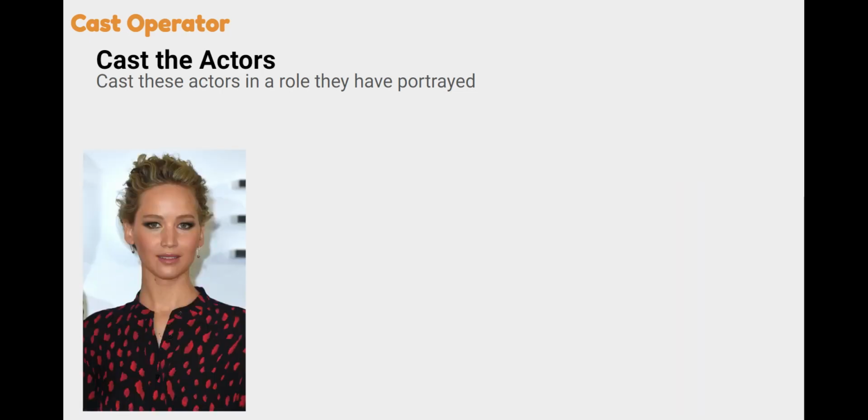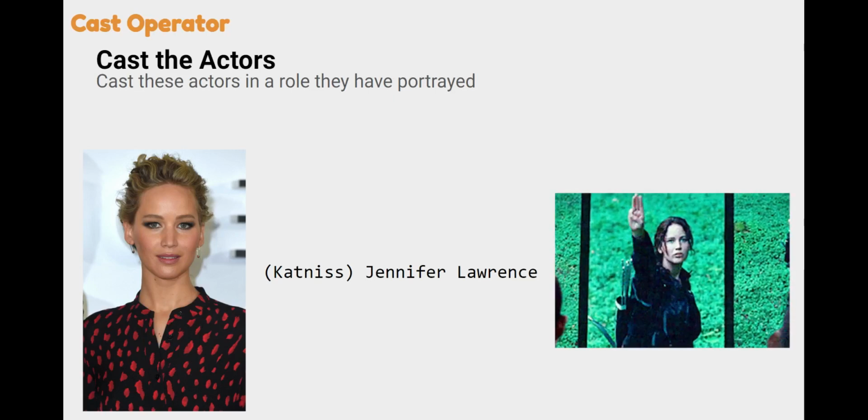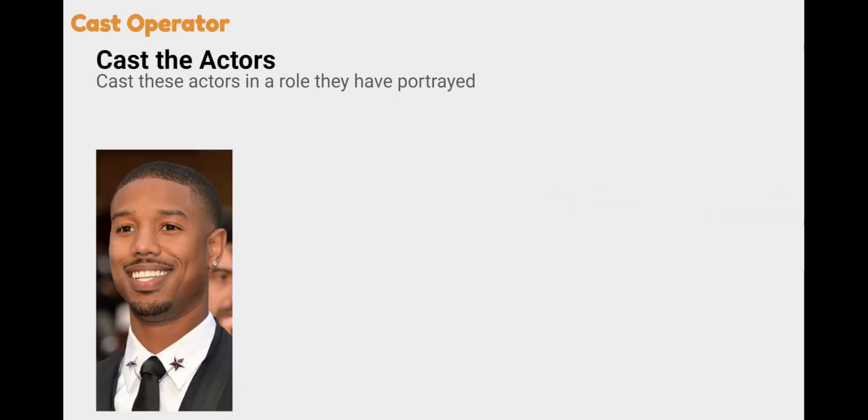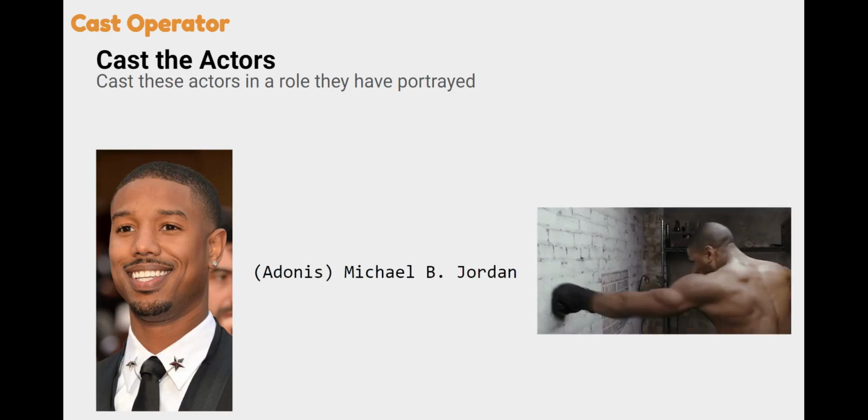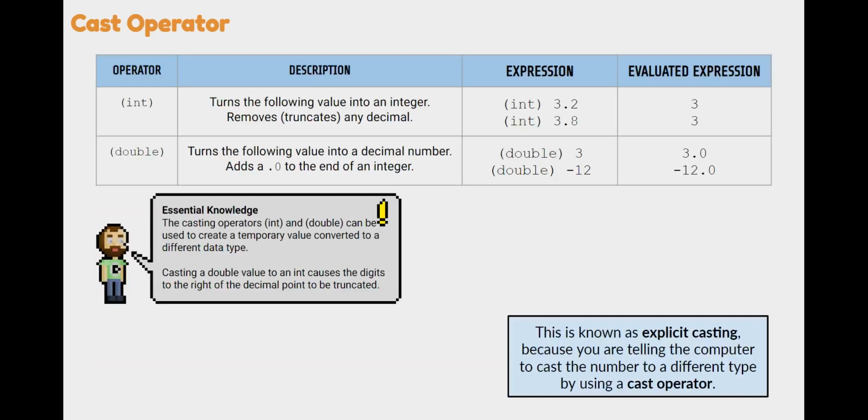Next, let's move on to Jennifer Lawrence. I think I'm going to cast her as Katniss, so I'm going to Katniss up Jennifer Lawrence, and then you would get this. Finally, we have Michael B. Jordan. I'm going to Adonis up Michael B. Jordan, and this is what we get. So by casting, we turn one thing into another thing. We were turning an actor into a character.